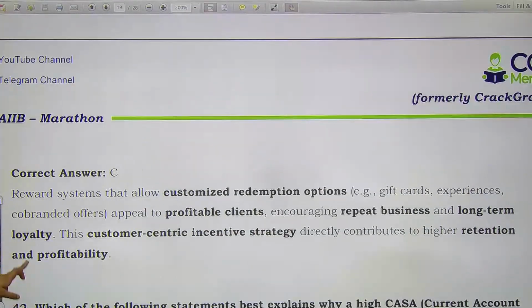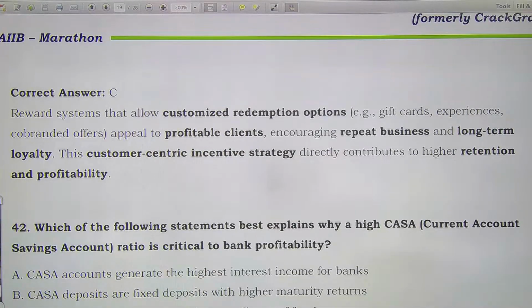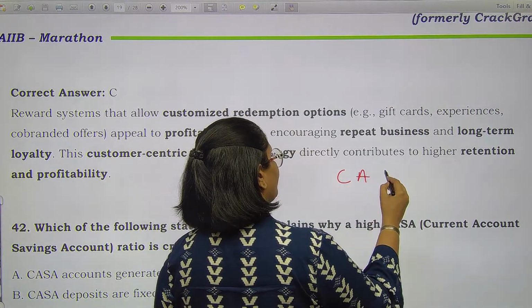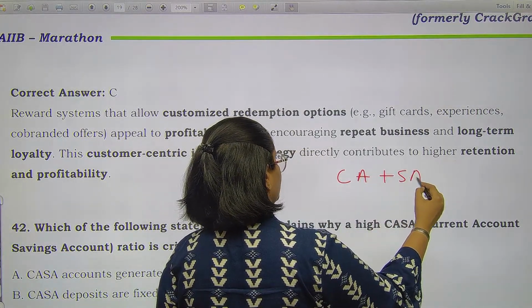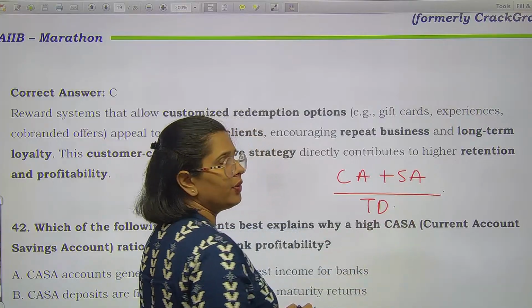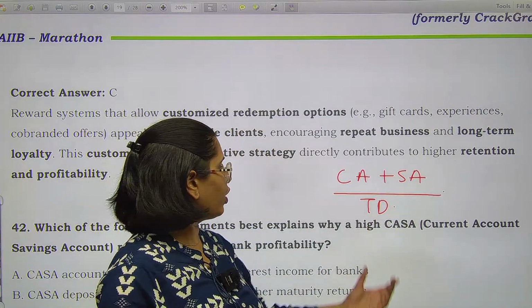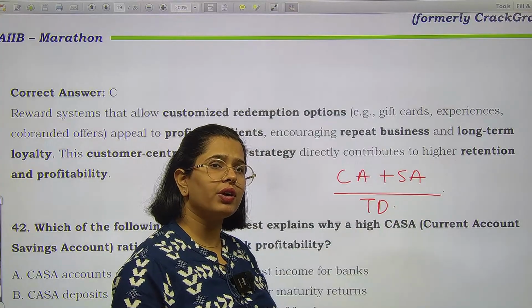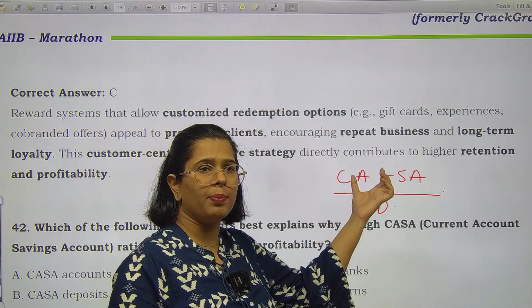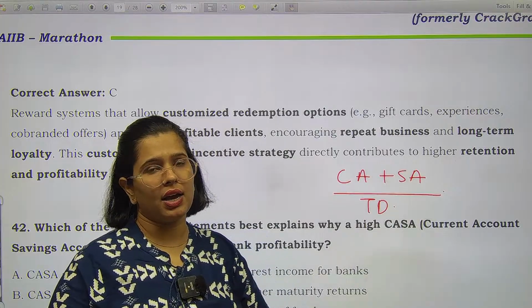So, this is the benefit of the reward points. Now, which of the following statements best explains why a high CASA ratio is critical? See, it shows CASA ratio means your current account plus savings account deposits divided by your total deposits, right? Basically, what we are trying to measure is your total deposits, and out of which, what is the value of current account deposits and your savings account deposits.